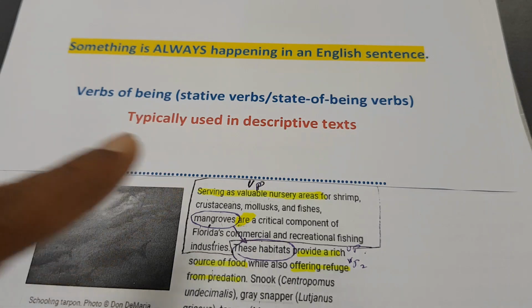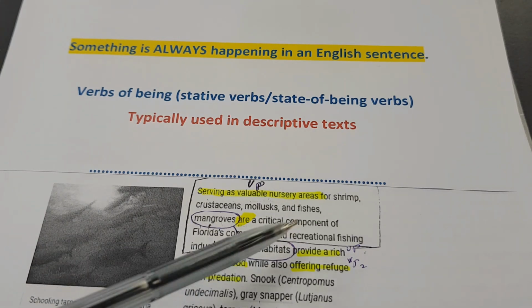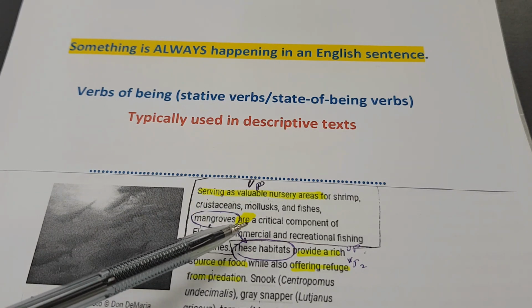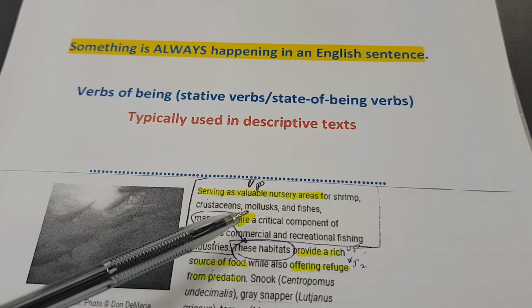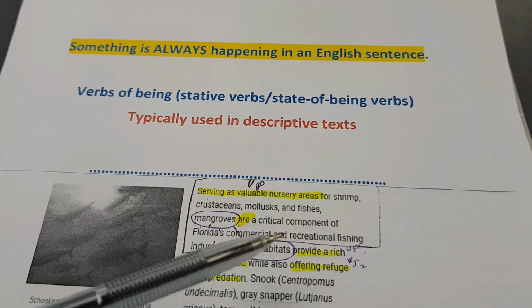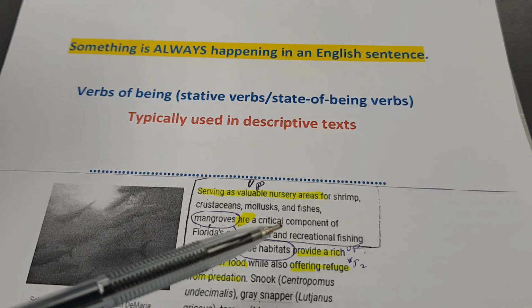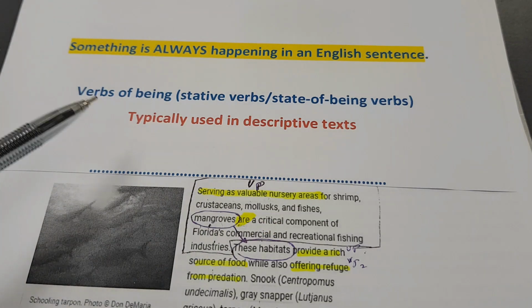So verbs of being, meaning state verbs or state of being verbs, are used in descriptive text, and this part of the text is descriptive, because it's telling you what the mangrove does. The mangrove provides food. It offers refuge. So that's the nature of the being of a mangrove. A mangrove is a source of food. A mangrove is a source of protection for fish against predators. So that's why you get the use of the verb to be.